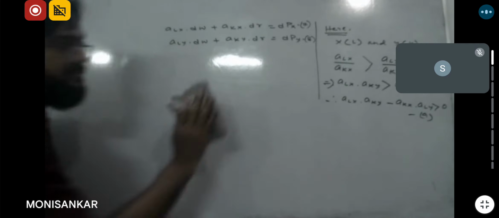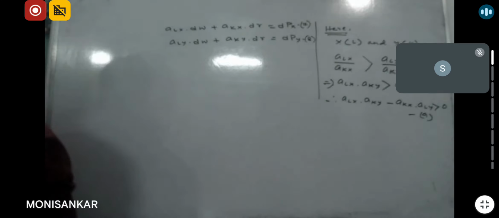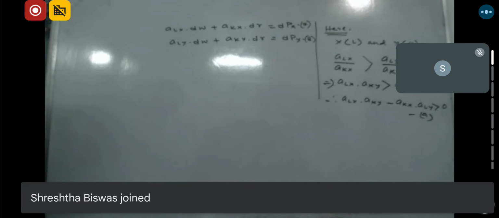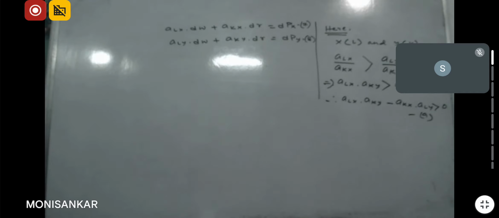The assumptions are very important. According to the assumption, the assumptions are helpful for the mathematical equations.